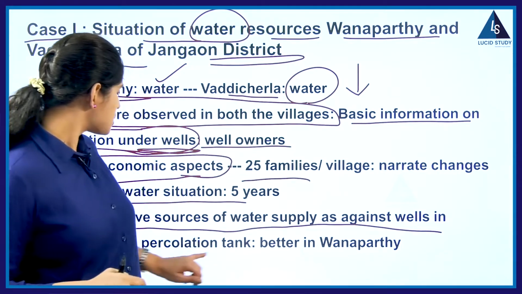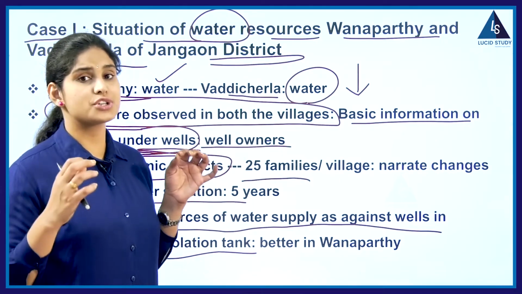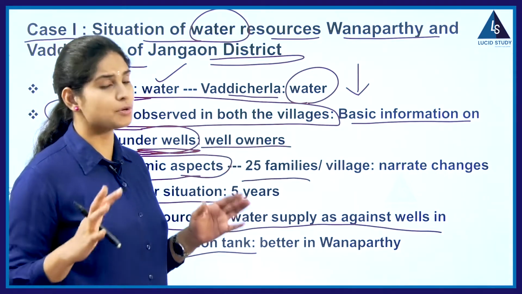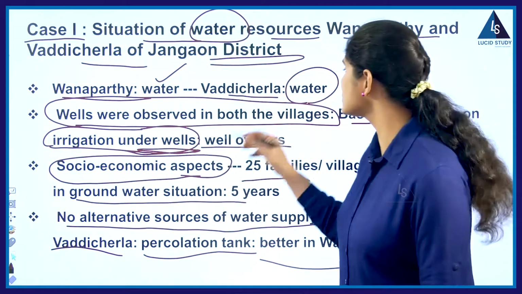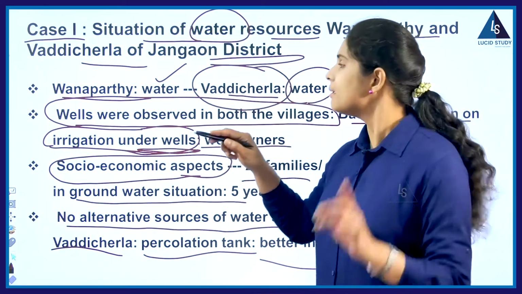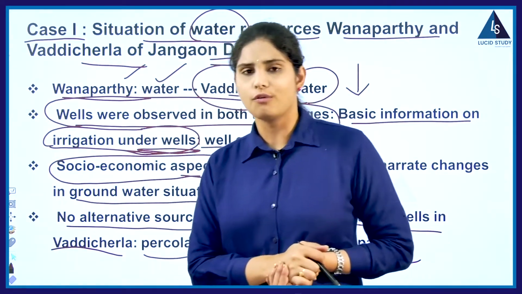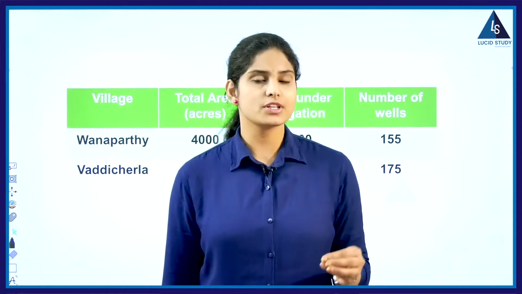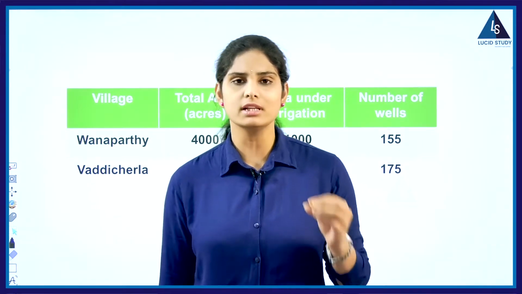So these are constructed to save water for irrigation purposes. Percolation tanks were available, but the water situation was much better in Vanaparthi. That is why the scarcity was observed at Vadicherla, because Vanaparthi was good in the supply of water. Here the basic features of Vanaparthi and Vadicherla are said to be similar in both.